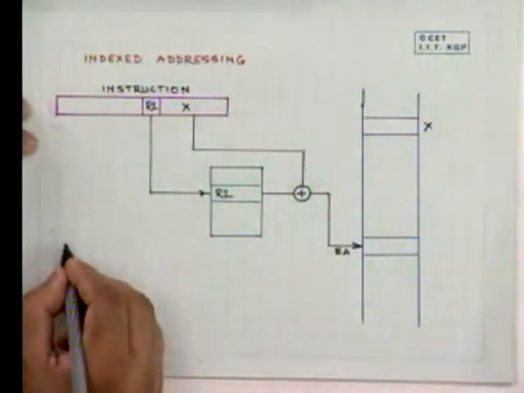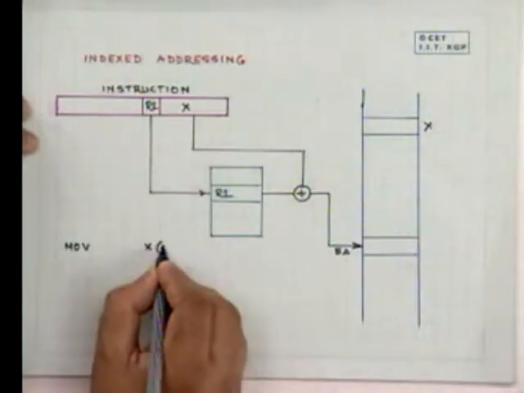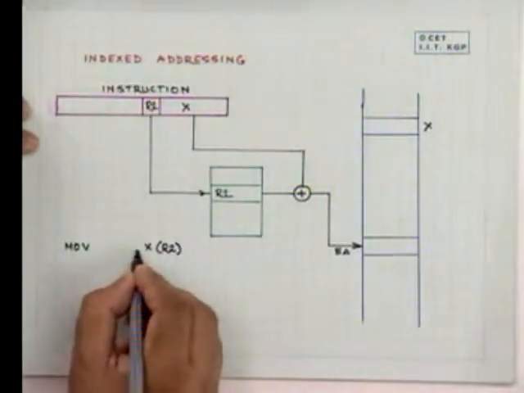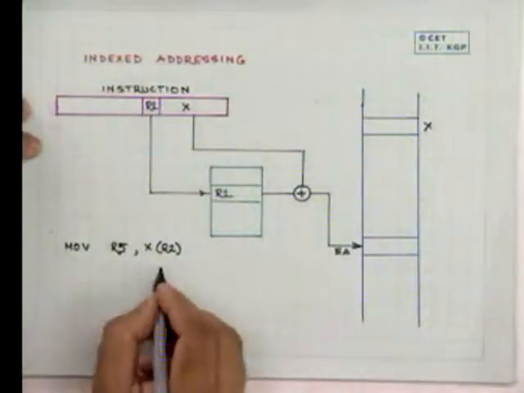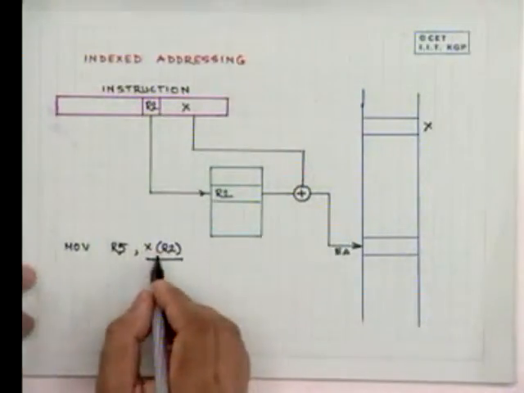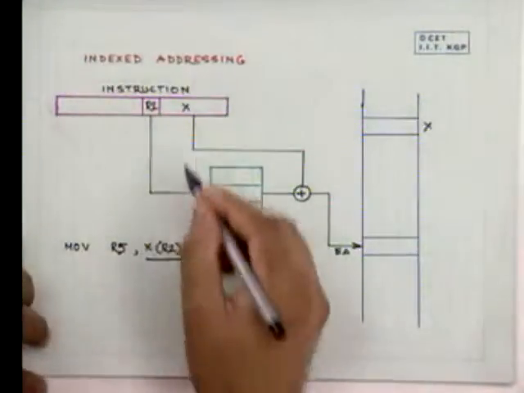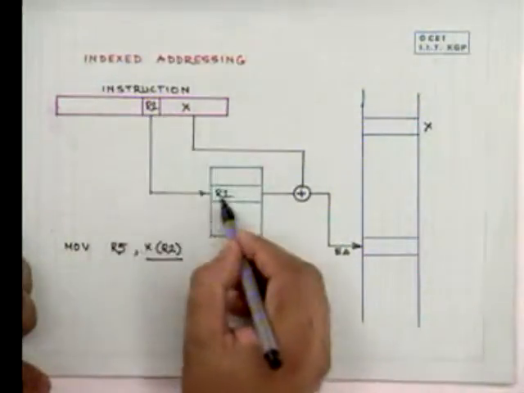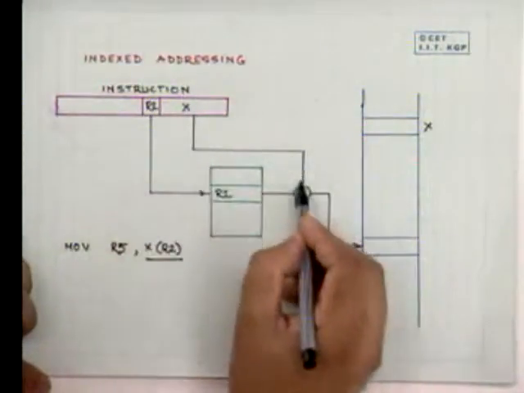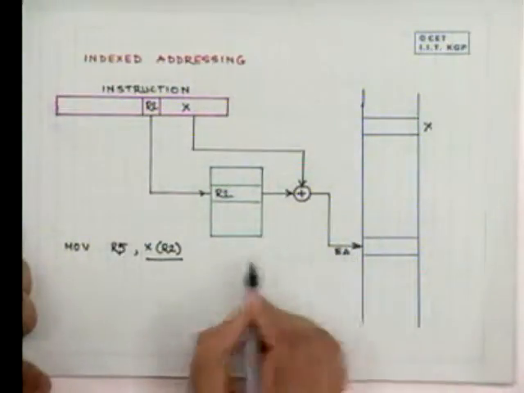Say we say move X(R2) to some register, say R5. Here, in fact, what we are specifying is an indexed addressing. What it does is that X is a memory location, say here. It takes the content of R2, adds X to it, and then gets the effective address.